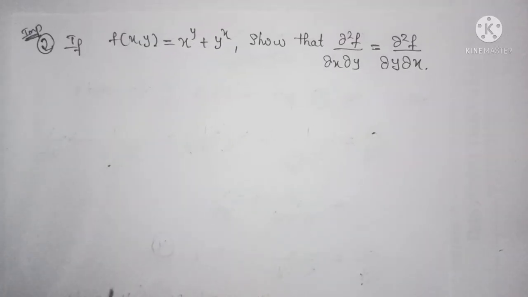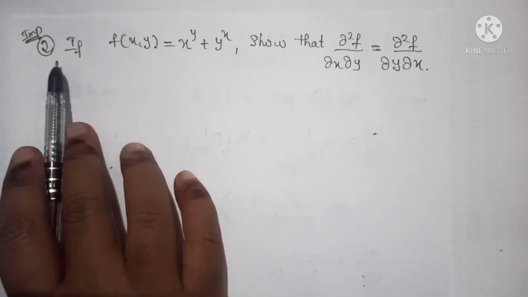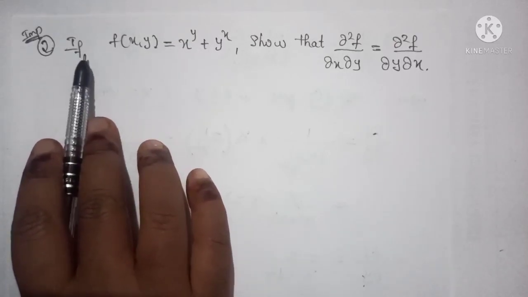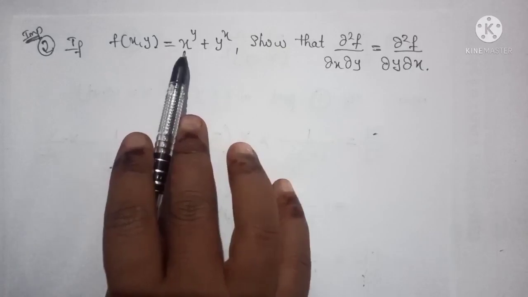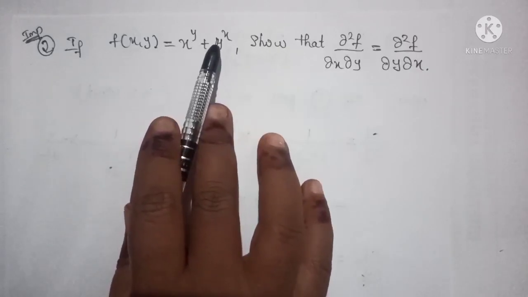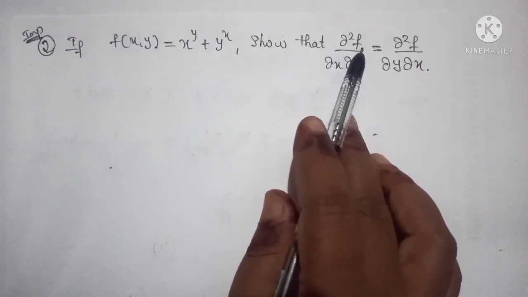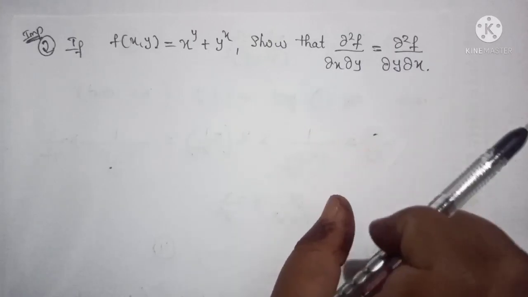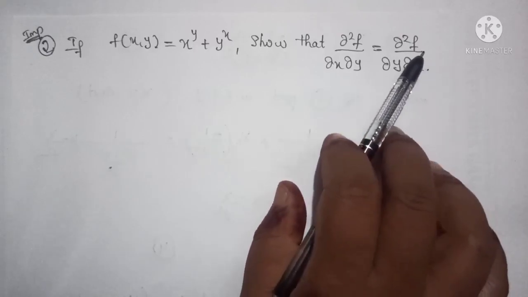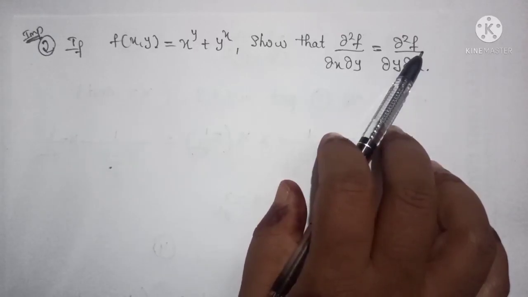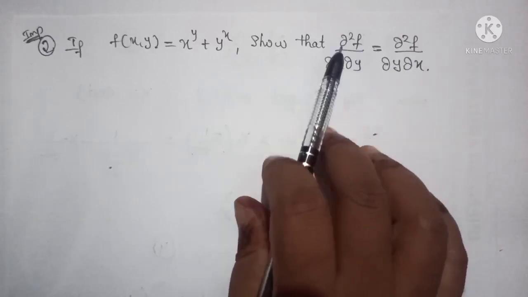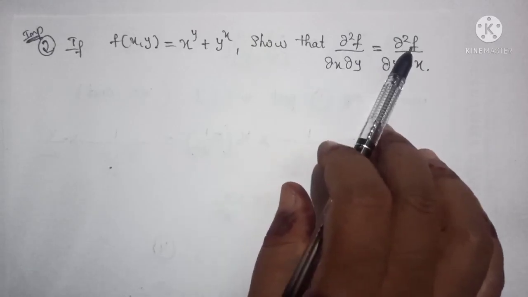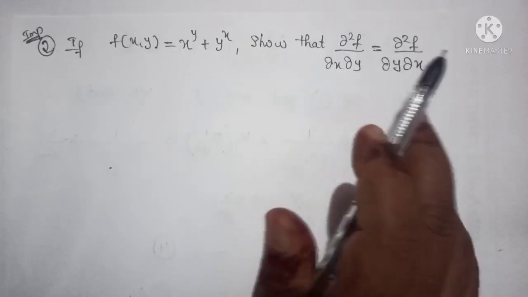Second problem. This is very important for your upcoming exam. If f(x, y) equals x raised to y plus y raised to x, then show that ∂²f/∂x∂y equals ∂²f/∂y∂x. So here also we have to find the same things, that is ∂²f/∂x∂y and ∂²f/∂y∂x, then you can verify that.